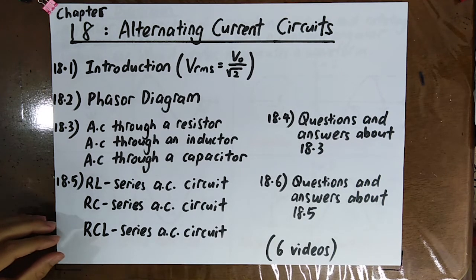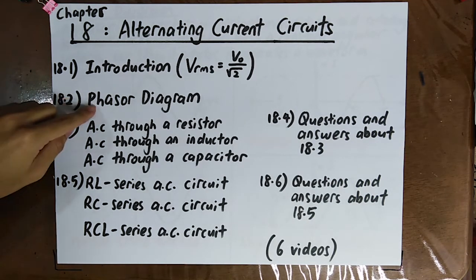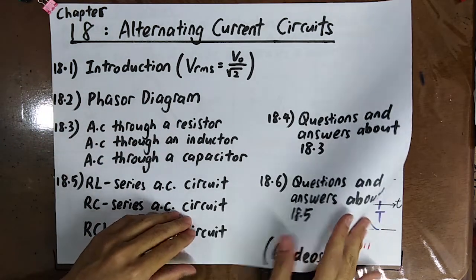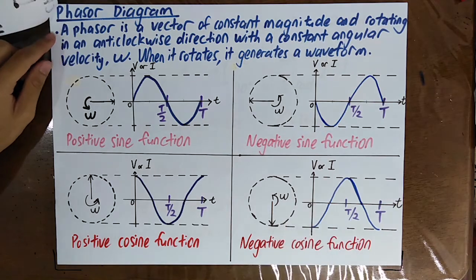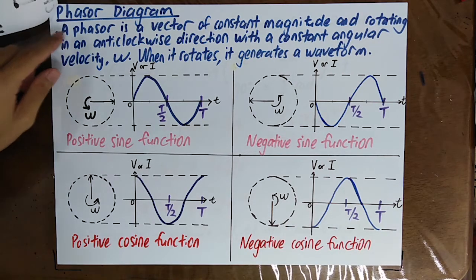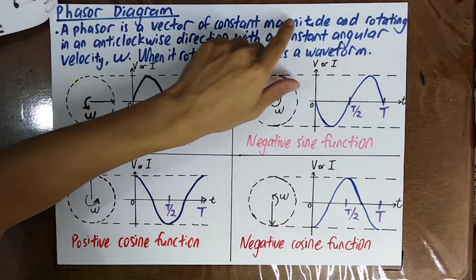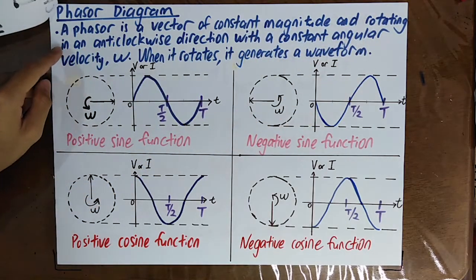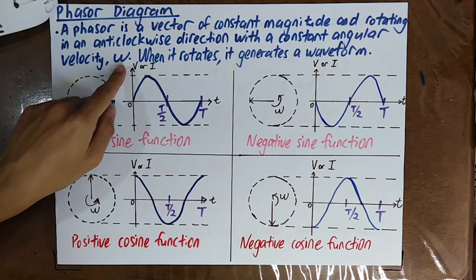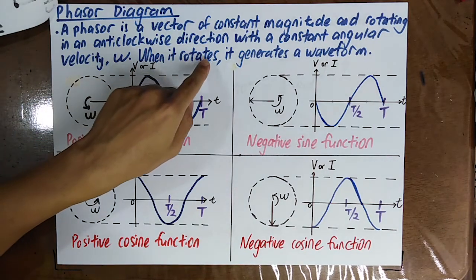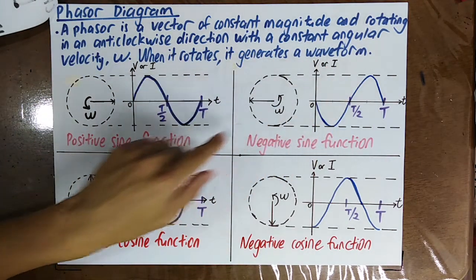Okay, in this video, we will talk about the phasor diagram. What is a phasor diagram? A phasor is a vector of constant magnitude rotating in an anti-clockwise direction with a constant angular velocity omega. When it rotates, it generates a waveform.